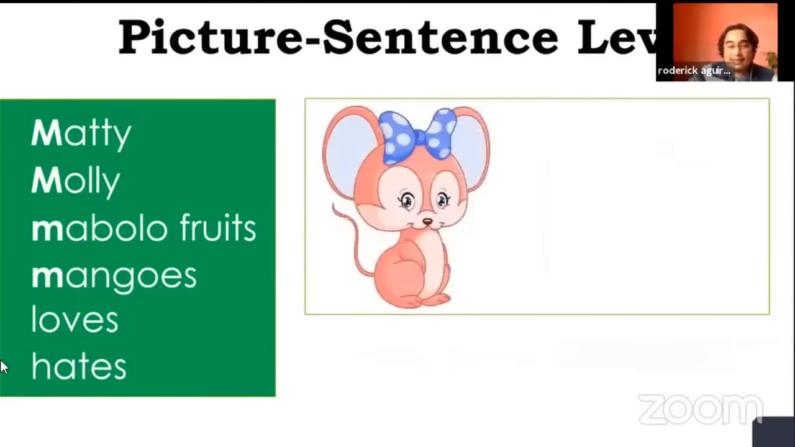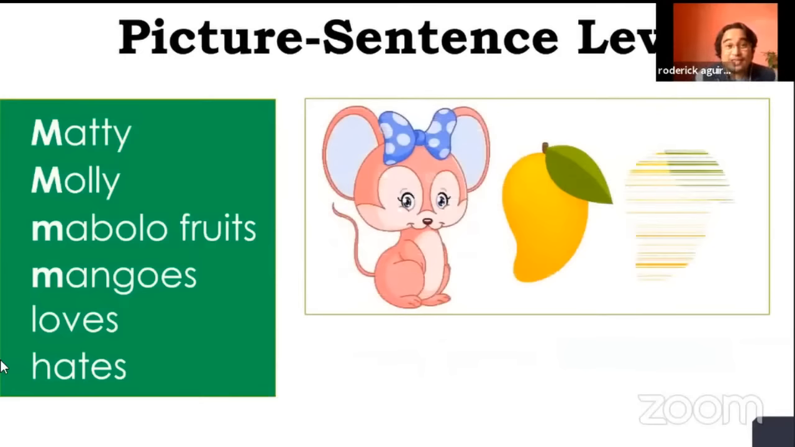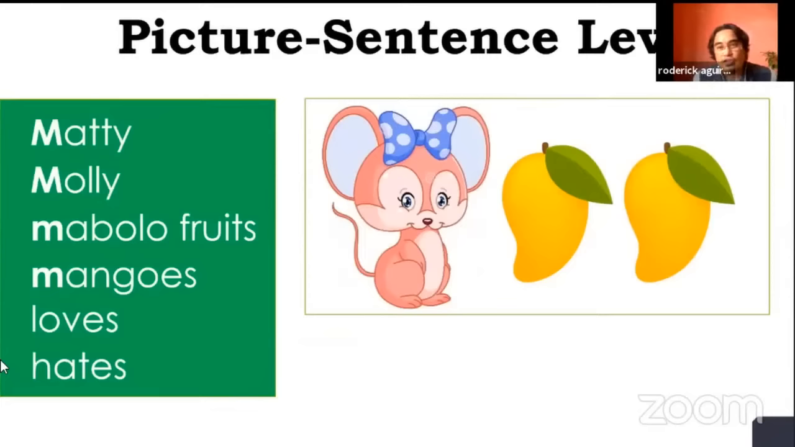Okay kids, tingnan po natin yung first picture natin. It's a what? It's a mouse. Is it a male or female mouse? Oh, sir, kasi meron po siyang ribbon sa taas. Usually, babae lang po. So, babae po siya. Okay, let's look at the word box. Mary, Molly, bowl of fruits, mangoes, loves, hates. Which of these words pertain to names of people? Mary, Molly.